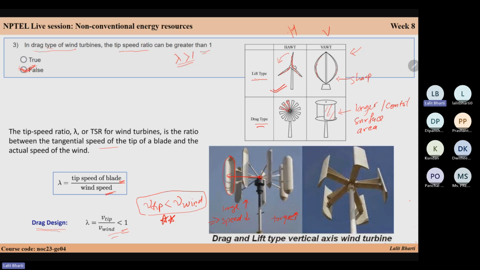So our question was, in the drag type of windmills, the tip speed ratio can be greater than 1. It cannot be greater than 1. We have already seen it should always be less than 1. So the statement is false.